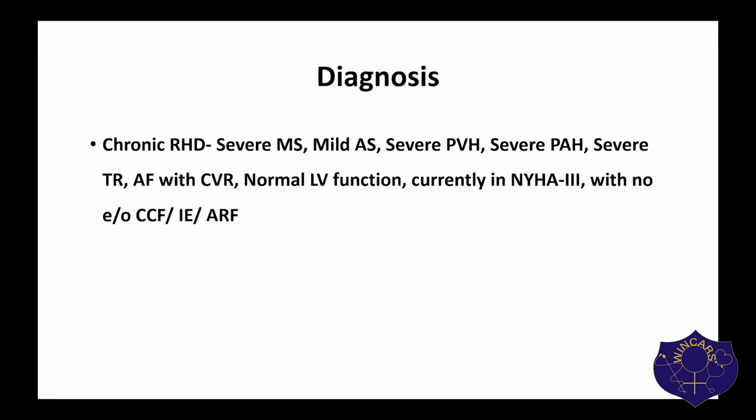Otherwise, you could have said it. Which is the most important physical finding which would say that this is severe MS? Forget about everything else. If somebody asks you what is the most important finding, what is it? A long? No, a narrow A2 to OS interval. So that is the most important finding. Unfortunately, this patient does not have it.